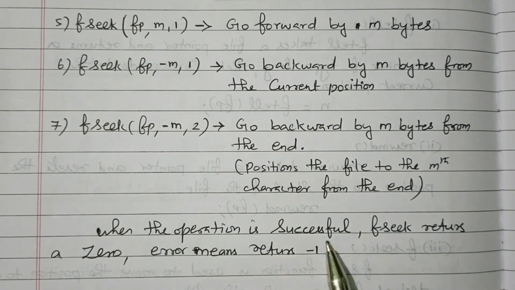When the operation is successful, fclose returns 0. Error means it returns -1. So by using an if condition we can check whether this fclose operation is successful or not. If it is 0, it is successful. If it is -1, that is an error. So in this video we discussed random access to the file and error handling, and also various operations of the fseek function: beginning, end, at current position.